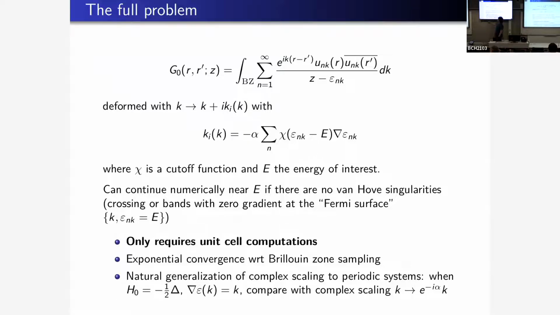Okay? And now you can apply this to the full problem with the full Green's function. You deform k to k plus i times k_i, where k_i is of this form. You choose other functions so as to not deform where you don't need to, but otherwise go in the direction of the velocity. That works as long as there are no singularities, which are anyway non-analytic points, so there's no issue there.